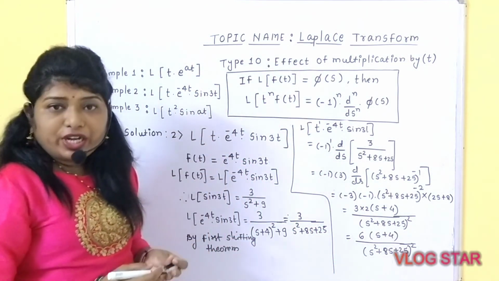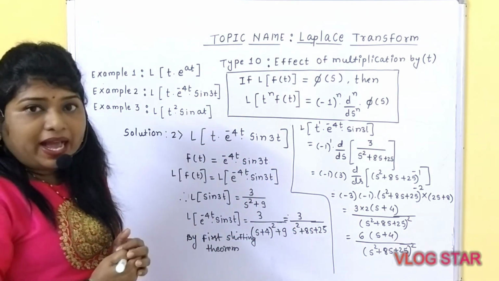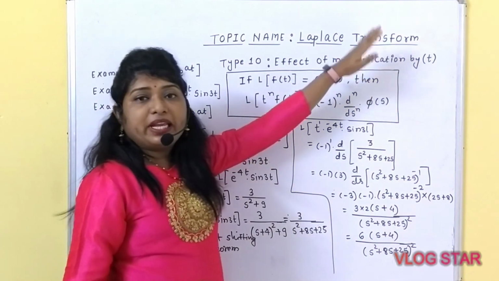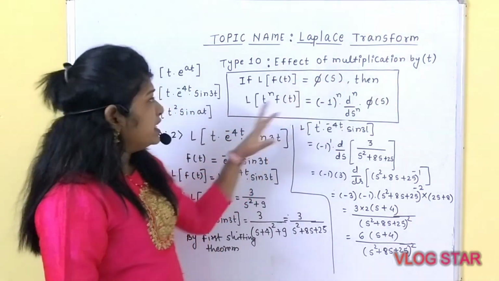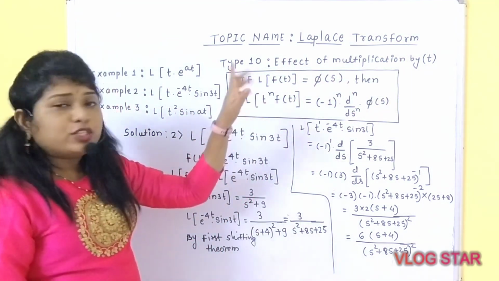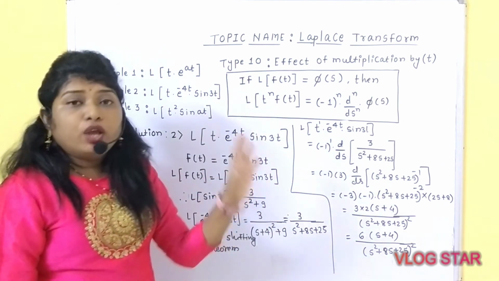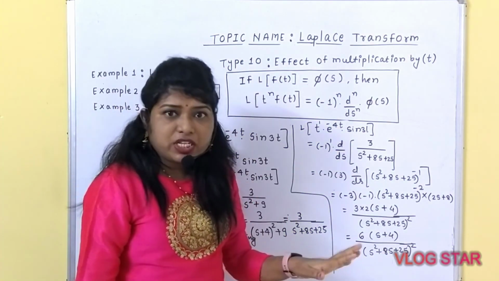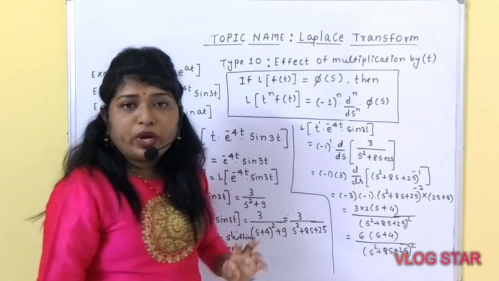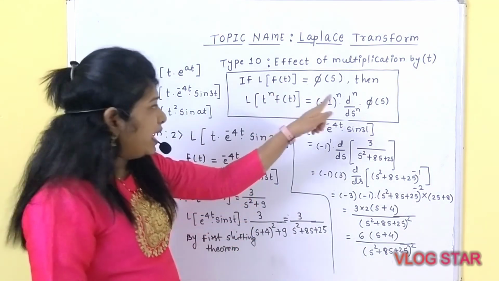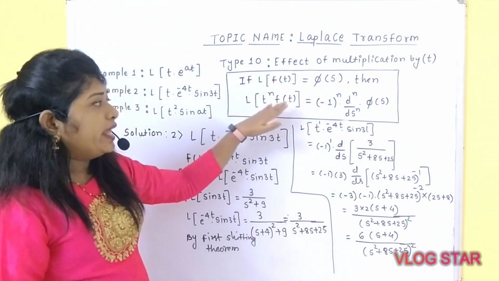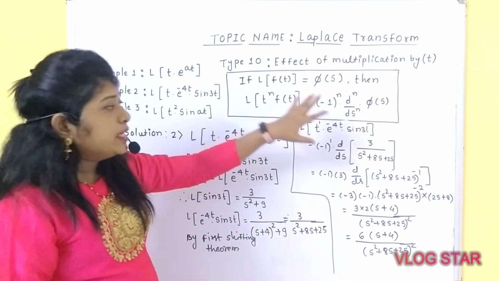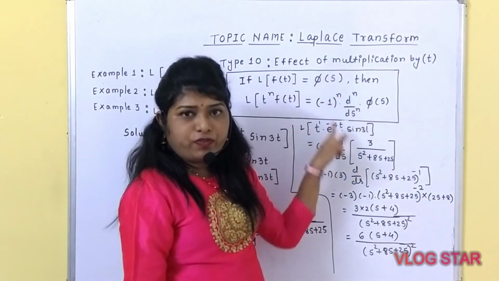I hope you have understood how to apply effect of multiplication by t. So what is given? If Laplace of f of t is there, you need to take the Laplace transform of f of t, that is equal to phi of s, and then if t raised to n f of t function is there, simply you have to apply this formula.